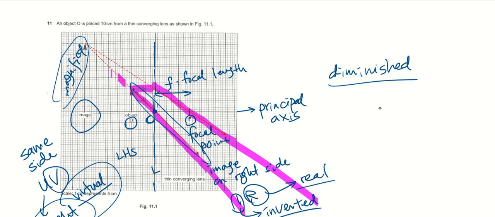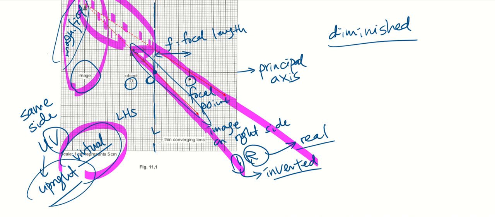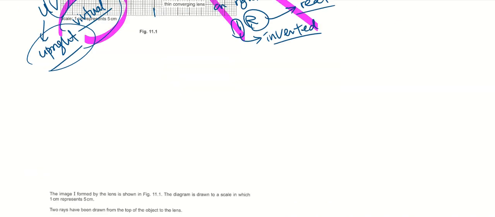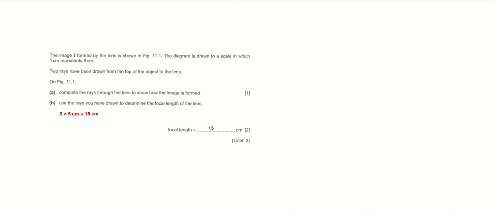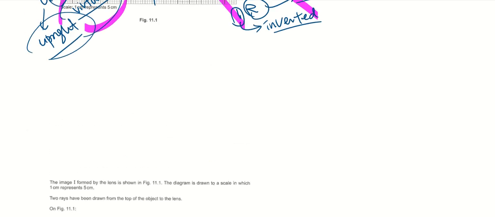So our brain will think that, oh, actually there is an image here, right? Because there must be a meeting point. So that's where it draws backwards using dotted lines, because it's imaginary, to create an image that is virtual and also upright. Can? So use the rays you have drawn to determine the focal length of the lens.